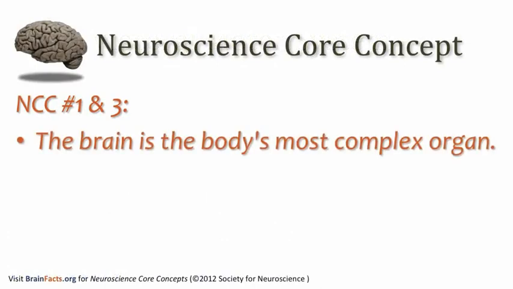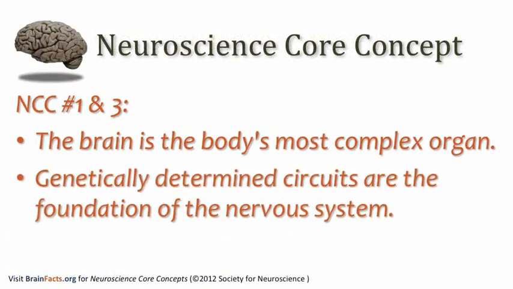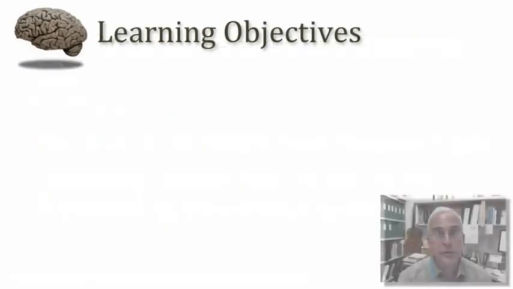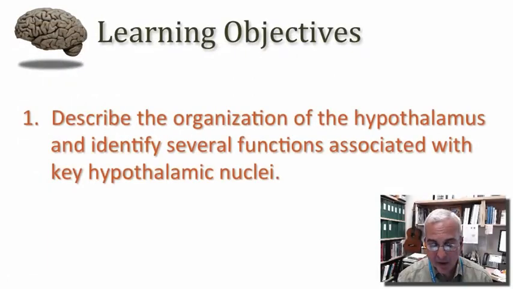So again, our discussion relates to the complexity of the brain and some of the circuitry of the brain that is genetically determined, and it provides the foundation for the operations of the elements of the nervous system that are the focus of this session. And for us, it's going to be the circuitry of the hypothalamus. So my learning objective for you in this session is that I want you to be able to describe the organization of the hypothalamus and identify several functions associated with key hypothalamic nuclei.